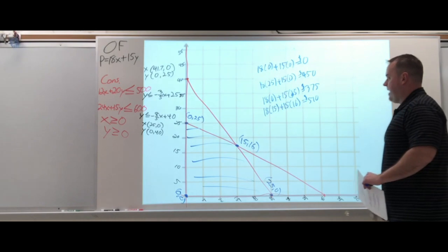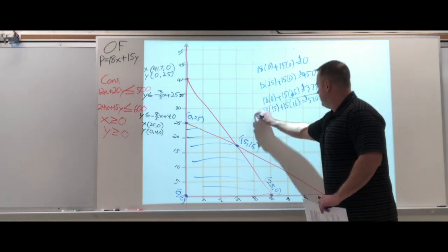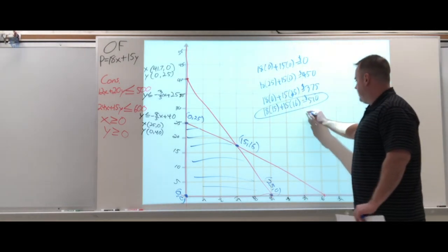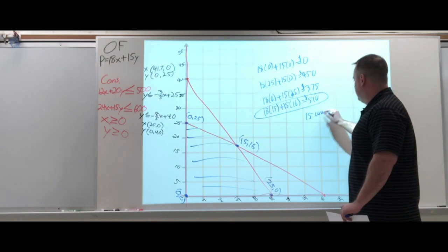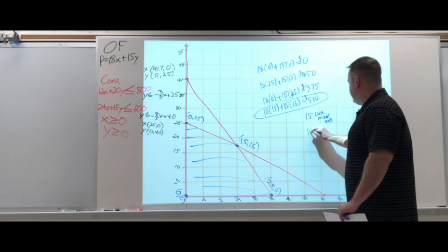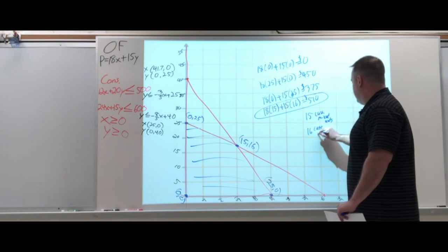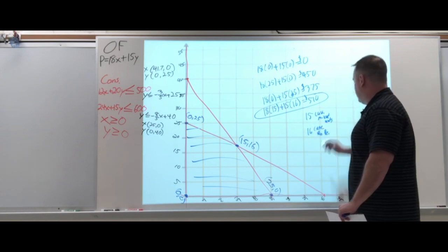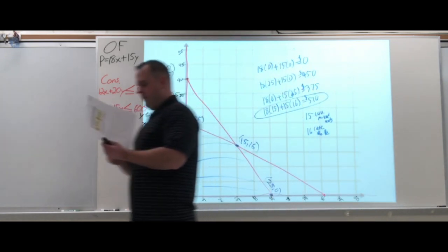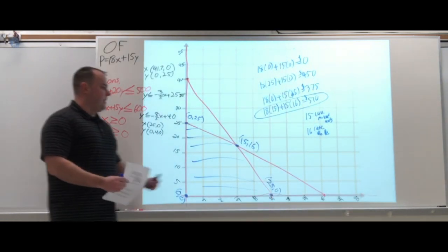Looking at these values, we want to maximize our profit. That's the 15, 16: 15 cases of the mixed nuts, 16 cases of the roasted peanuts. So there's the example.